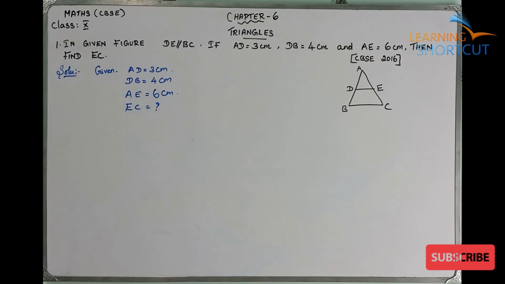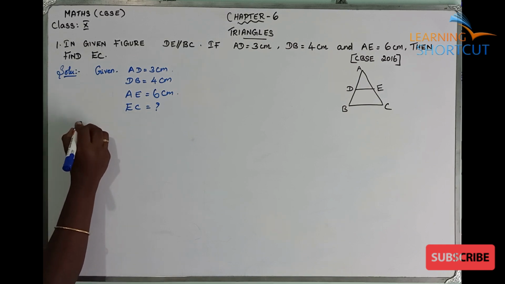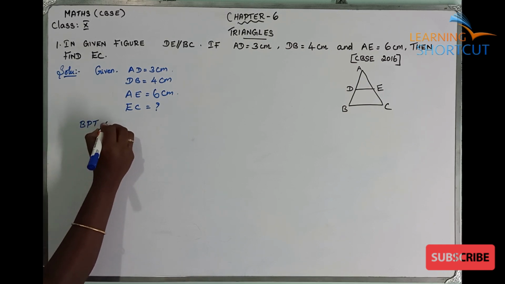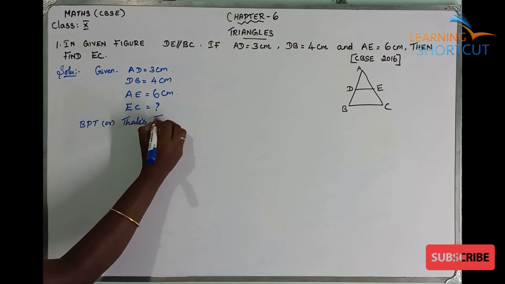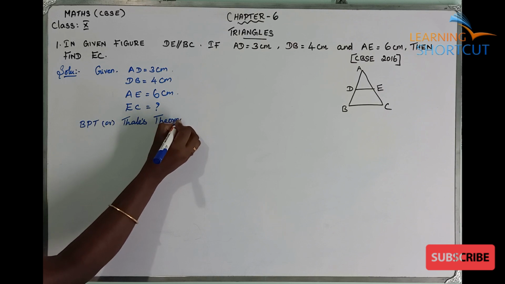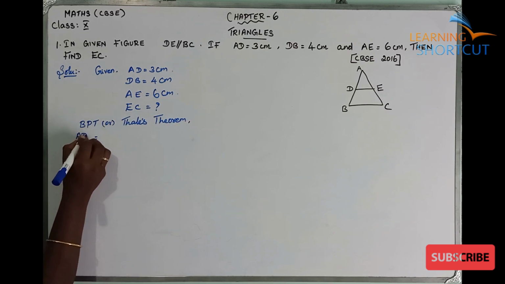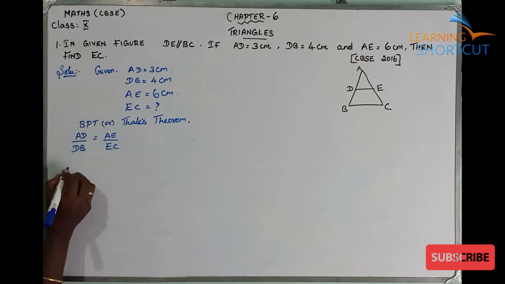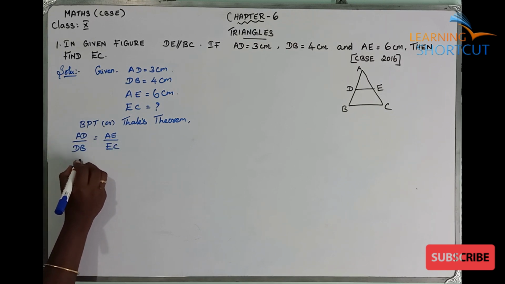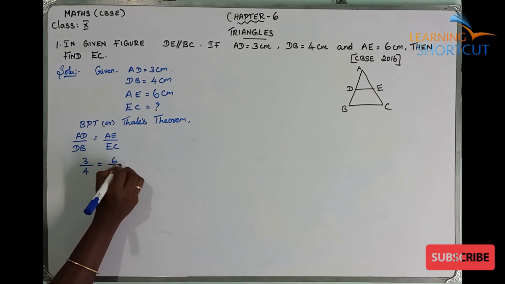They have given the diagram. So according to the diagram, it is under the basic proportionality theorem, or it can be taken as Thales theorem. So according to this theorem, we can write the theorem here. AD divided by DB will be equal to AE divided by EC. So we can substitute the values here. AD is 3 divided by 4 will be equal to 6 divided by EC.